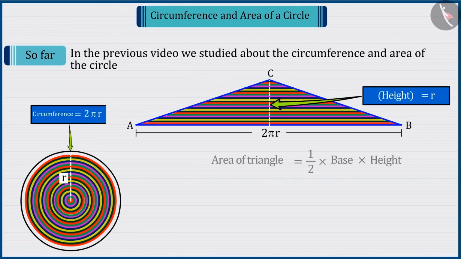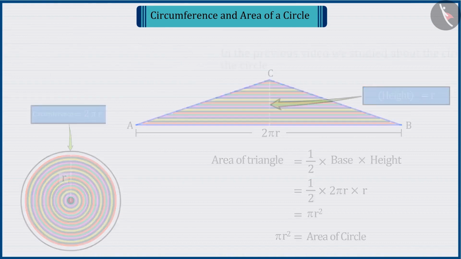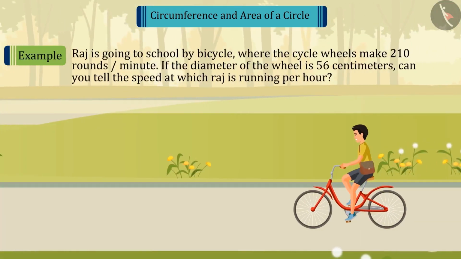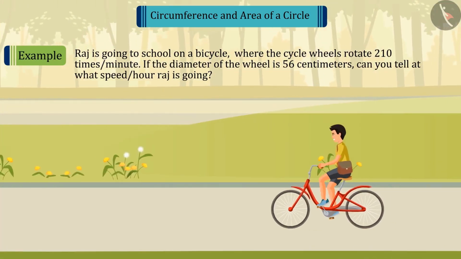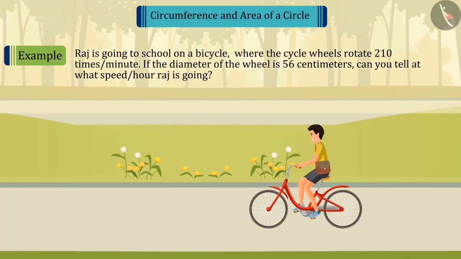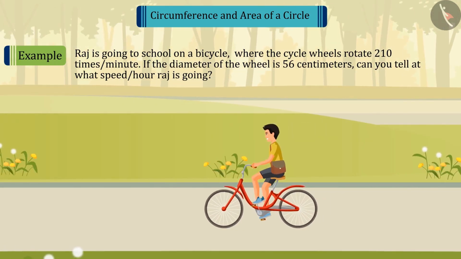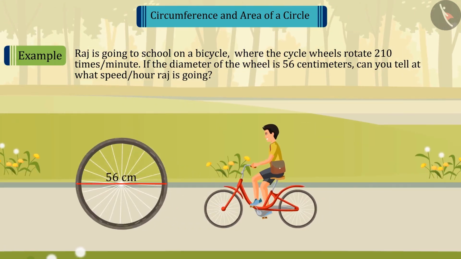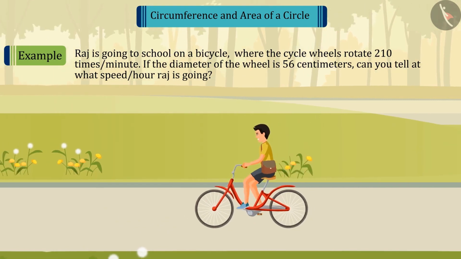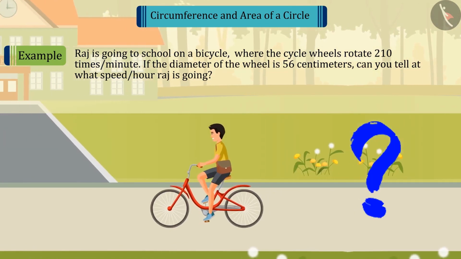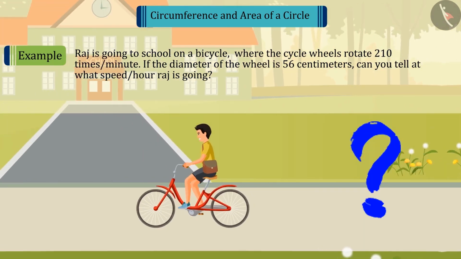In the previous video, we studied about the circumference and area of the circle. Today in this video, we will see an example based on this. Raj is going to school on a bicycle, where the cycle wheels rotate 210 times per minute. If the diameter of the wheel is 56 centimeters, can you tell at what speed per hour Raj is going? Come, let's try to solve this.